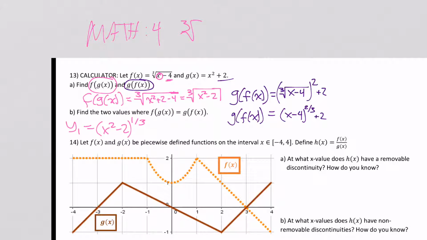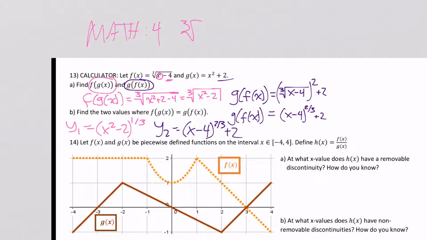For g, you could do a cube root and put it in parentheses and square it and then add 2 to it. But honestly, you just have to become friends with the fractional exponents. So type y2 as parenthesis x minus 4 parenthesis, raise it to the power of 2/3. If you're on an old calculator, put the 2/3 power in parentheses, otherwise you will be sad, and graph it.